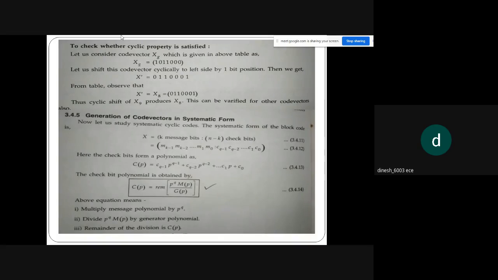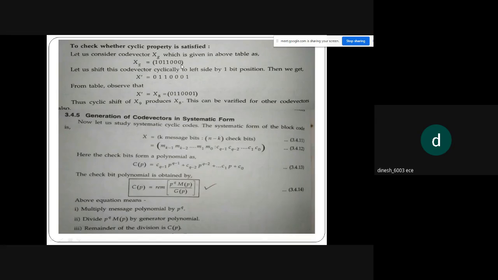So if the example is 101100, I do a cyclic shift to the left side. What will happen? This LSB will move to the next position, this MSB will move into the next, this to next, this to next, this to next. So what about the MSB which is present? That MSB will go in a cyclic fashion to the LSB. So it will come here.